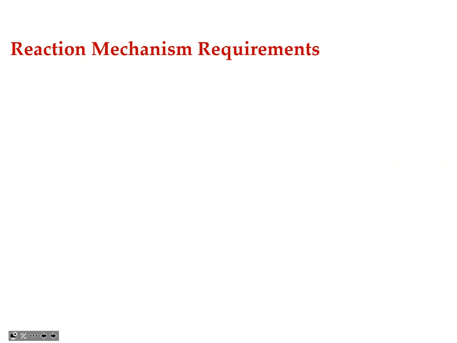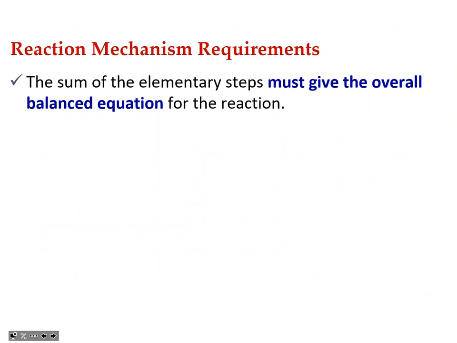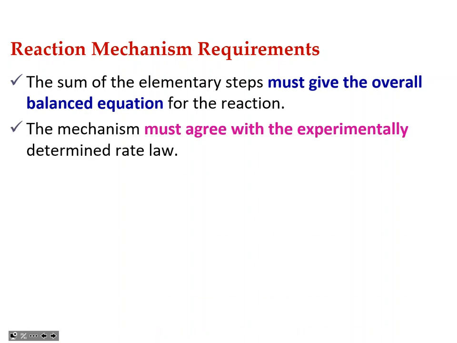So let's talk mechanism requirements. Is a proposed mechanism going to be accepted? It has to have a few things in order to be accepted. One thing, the elementary steps must add up to the overall reaction. The other thing is it must experimentally agree with the rate law, and you would do the initial rate method to determine that. So it must agree experimentally, and it must give the overall balanced reaction when you add the steps together.